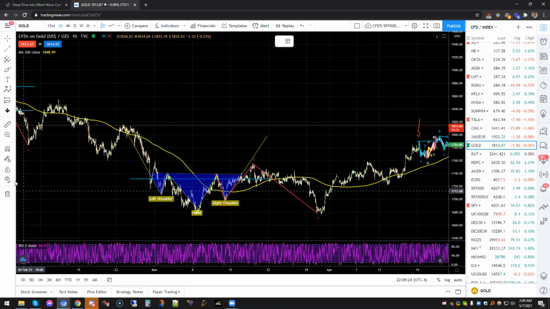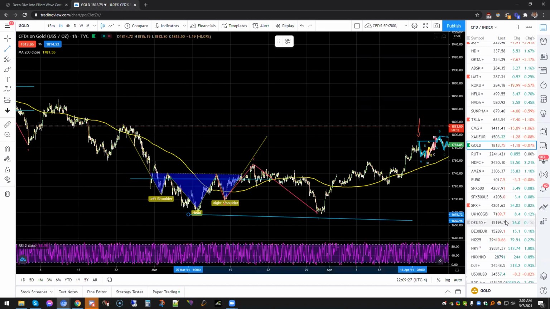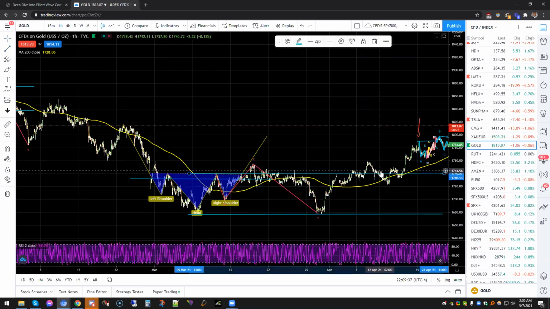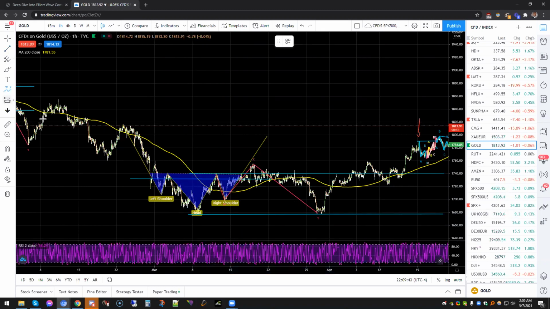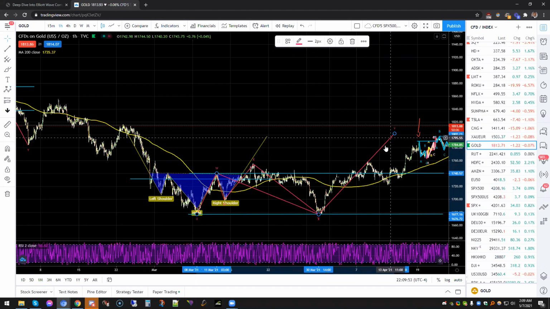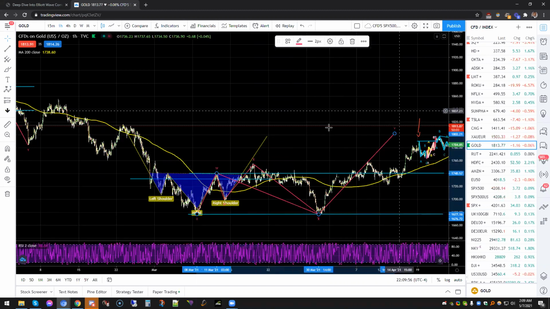Let me just try to identify the low. Good, making this a bigger flat formation like this. So I'll label this W, and this is X, and this is my Y wave that's coming here. Now remember, this wave can be a 5-wave move. Okay, let me just change the color. This wave to the upside can be a 5-wave move.